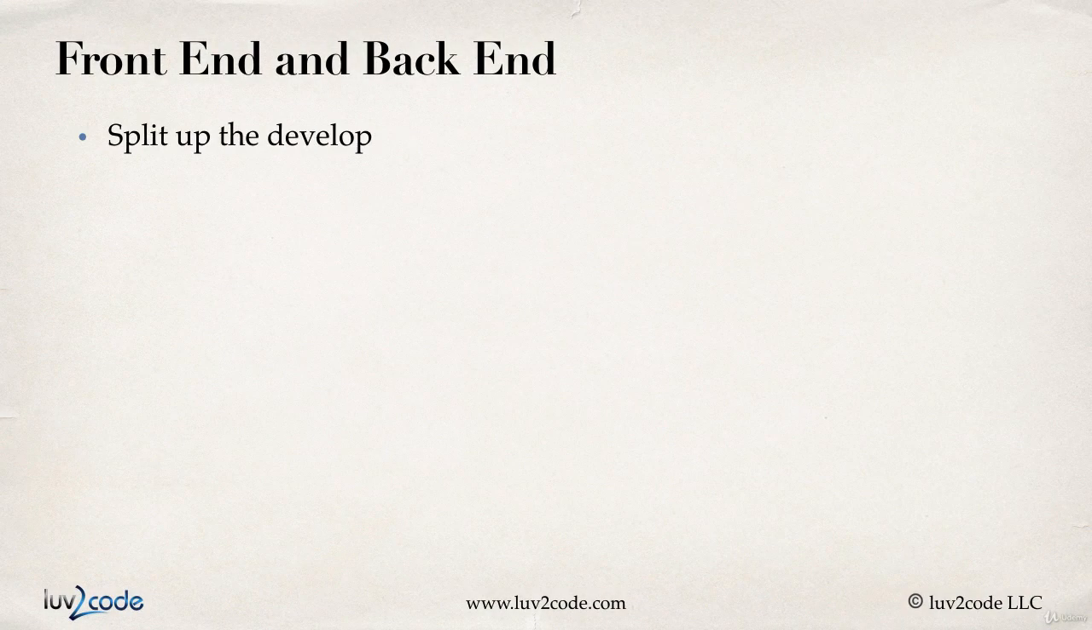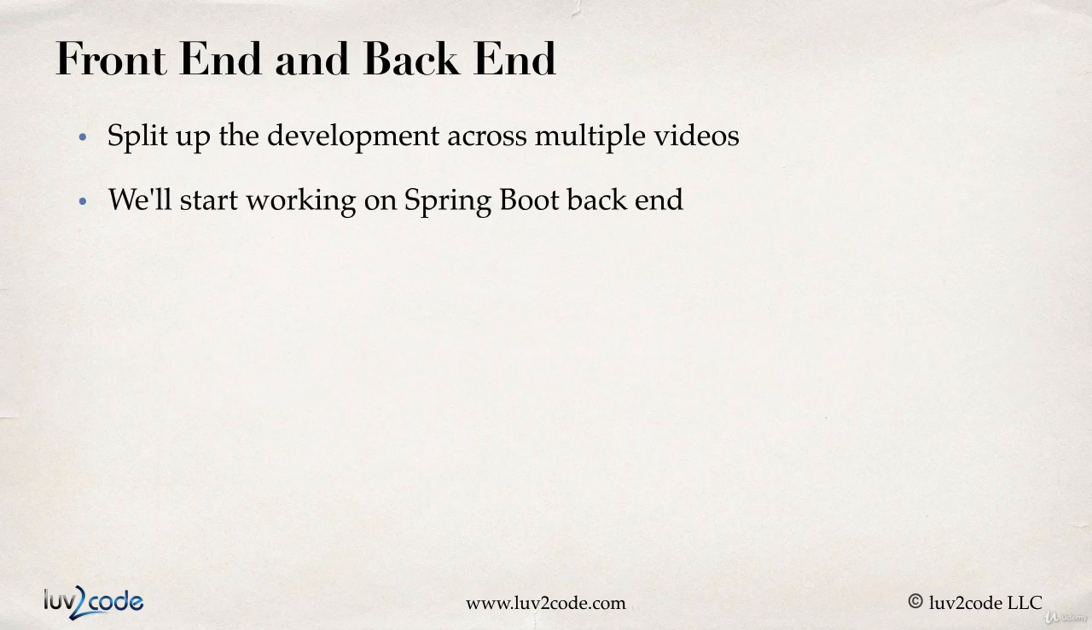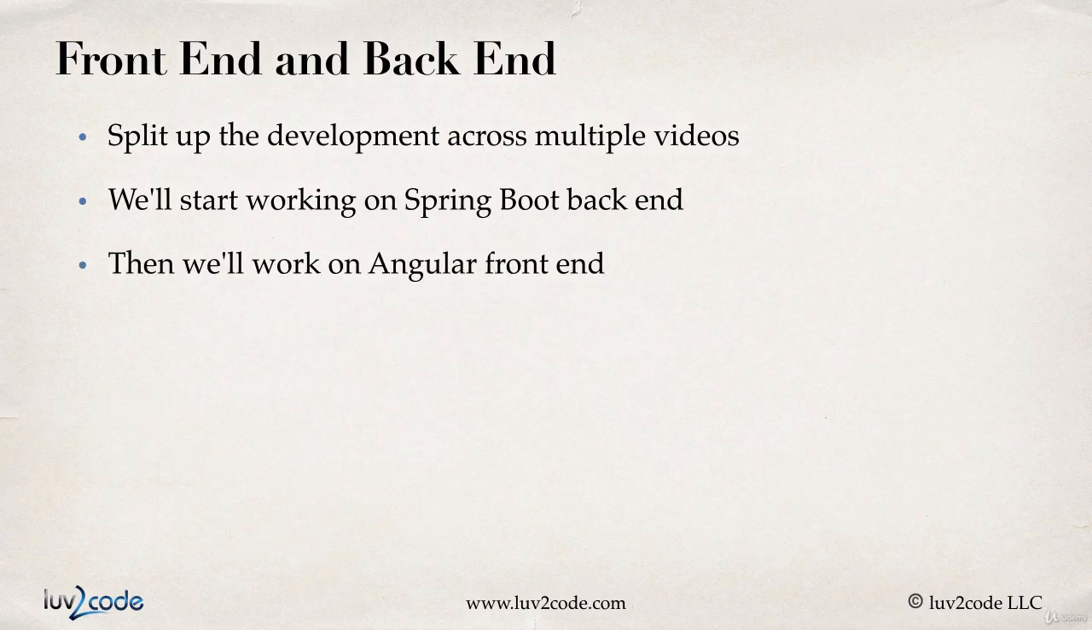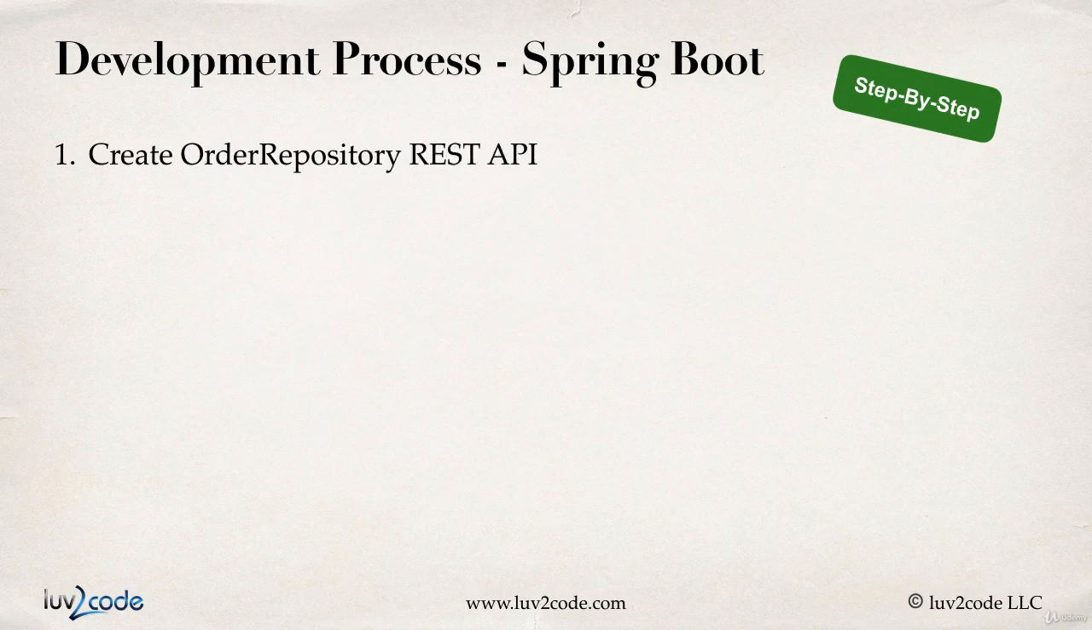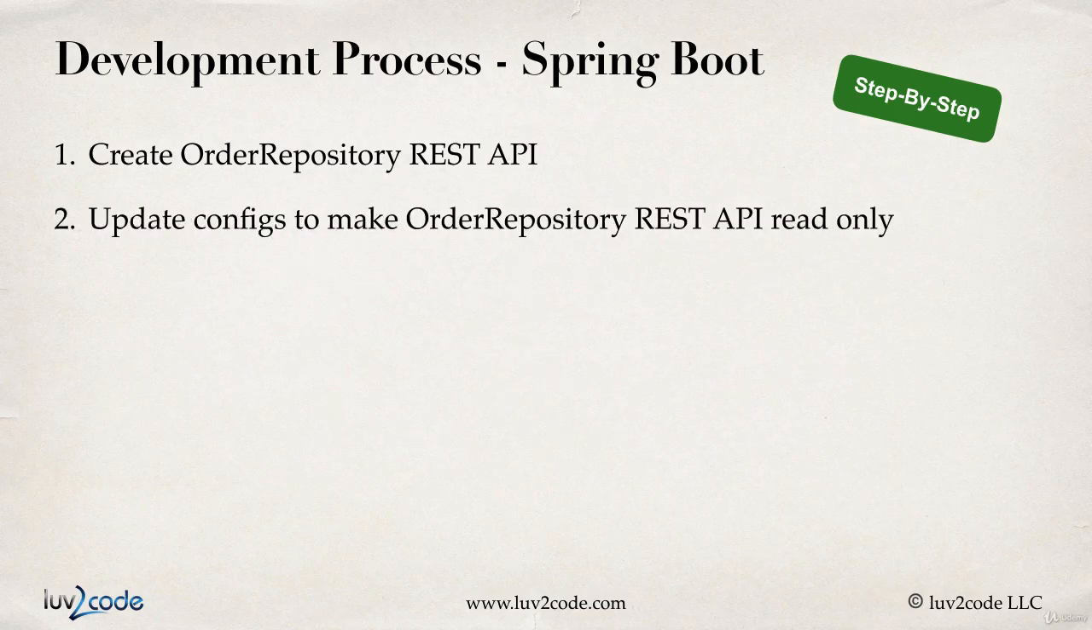Now looking at the front and back end, so we're going to split up the development across multiple videos. We'll start working on the Spring Boot back end, and then we'll come back and work on the Angular front end. Here's the development process for the Spring Boot back end. The first thing that we'll do is we'll create the order repository REST API, and then we'll update the configs to make the order repository REST API read-only.